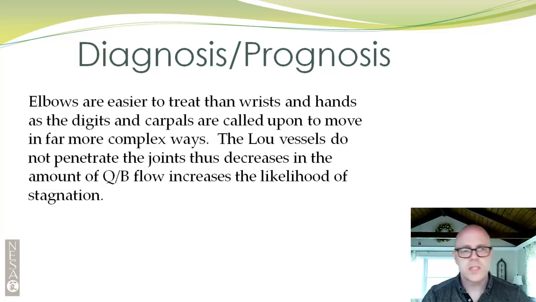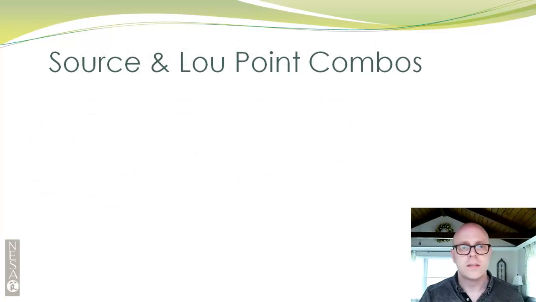When we get to the diagnosis and prognosis, elbows are easier to treat than the wrist and hands, because if you think about the low vessels, the main meridians don't necessarily penetrate the joints. We have a lot more joints in our upper extremity, the elbow and of course the wrist and hand, than in other areas, so it's more apt for stagnation to occur. As far as prognosis goes, it's a little bit difficult to really determine how something's going to react.